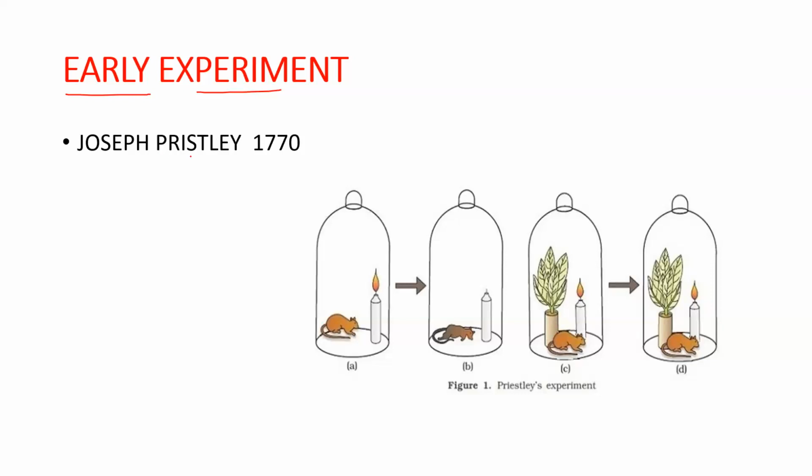There are some scientists who did early experiments to prove that photosynthesis is a light dependent reaction and plants utilize carbon dioxide and release oxygen. So first was Joseph Priestley in 1770. He kept a mouse and a burning candle in a bell jar. After some time, he observed that the mouse is dead and the candle is turned off. This shows that the candle and the mouse have released something which fouls the air.